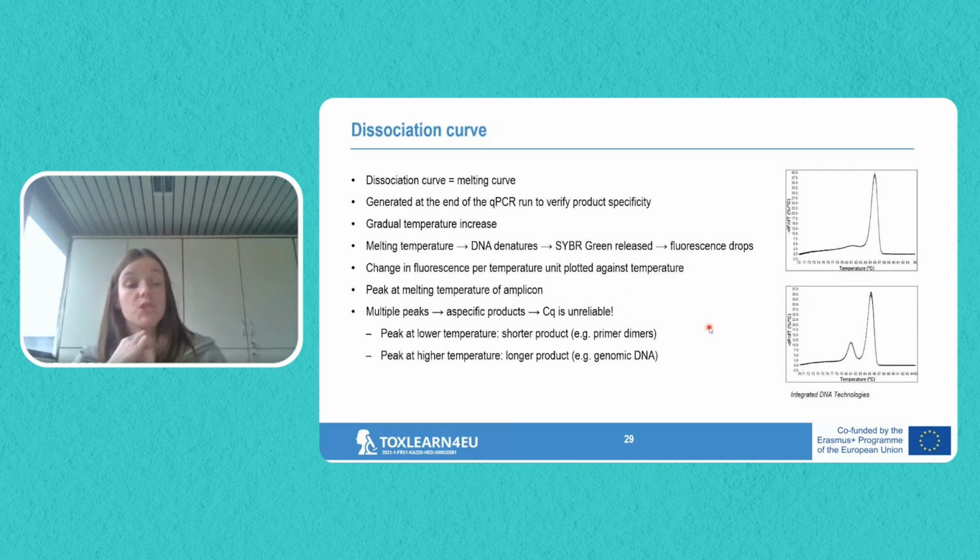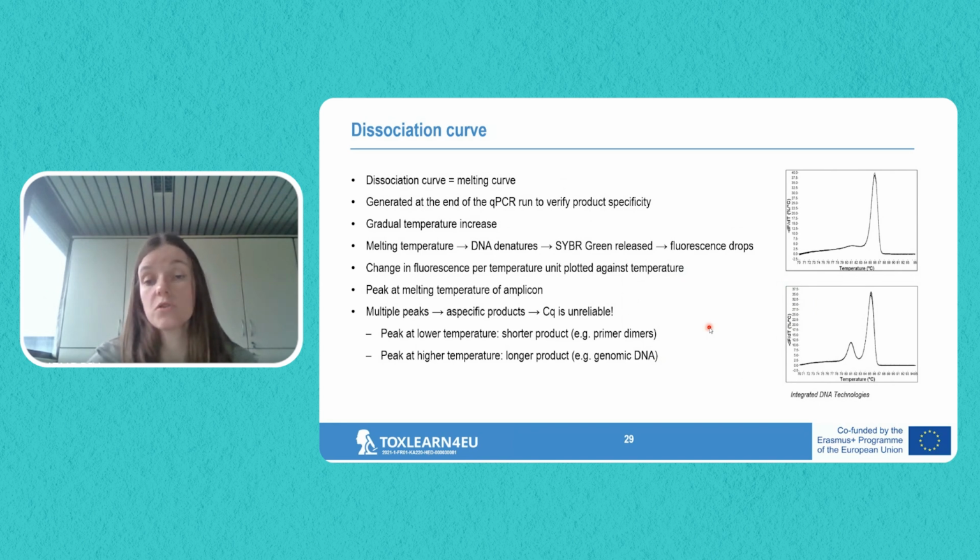Then, as I mentioned, when you're working with SYBR Green, this is a very interesting fluorescent probe to work with, but the disadvantage is that it's non-specific. So in case, for example, primer dimers or other aspecific products are formed, these will also contribute to the fluorescence, and these will have an impact on the CQ value that you obtain.